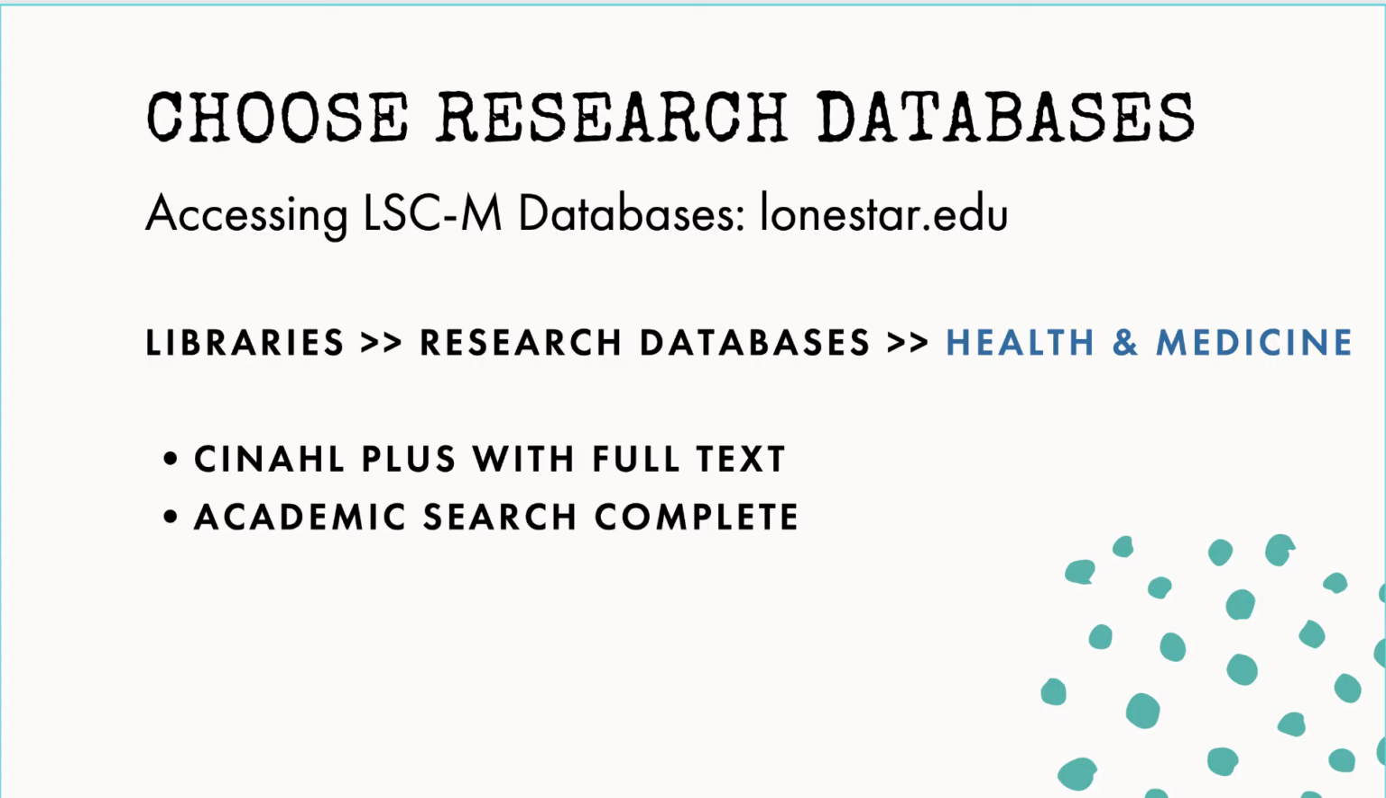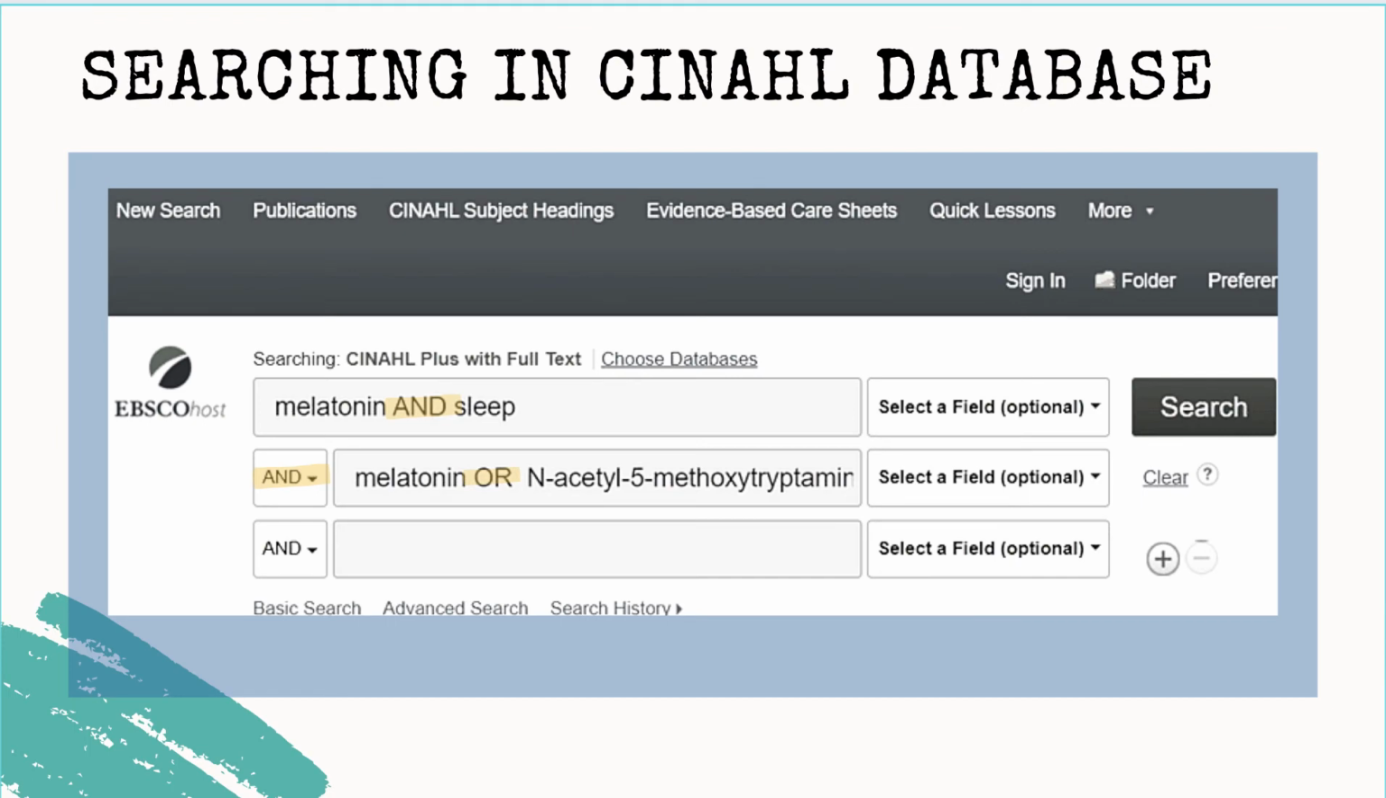Once the keywords have been developed and the search strings with the Boolean operators made, you will choose databases to search for articles. To find research databases available through LSC-Montgomery Library, start at lonestar.edu. From there, choose Libraries in the banner and navigate to the research databases. Choose the Health and Medicine link from the list of subject databases. These are the databases I recommend: Science Hall and Academic Search Complete.